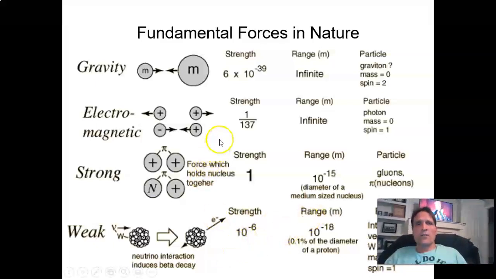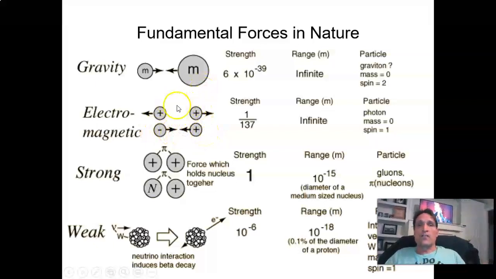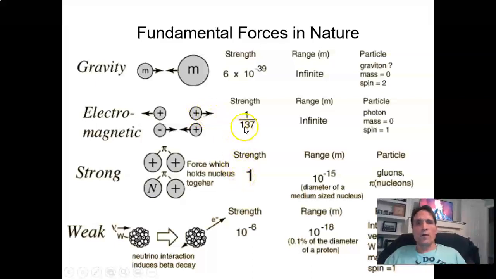The electromagnetic force is due to a property called charge. Positive and negative charges are attracted, charges of the same sign are repelled. This is a much weaker force. It's only 1/137th as strong as the strong force, but it acts over a much larger distance.